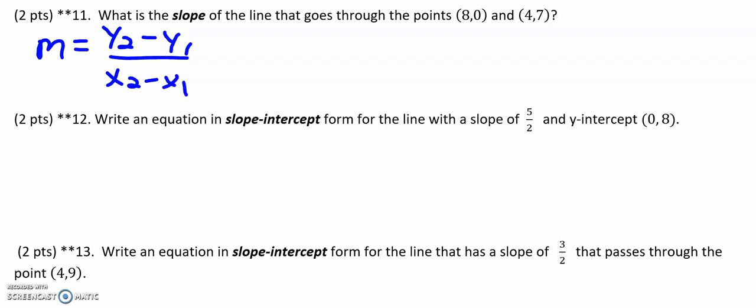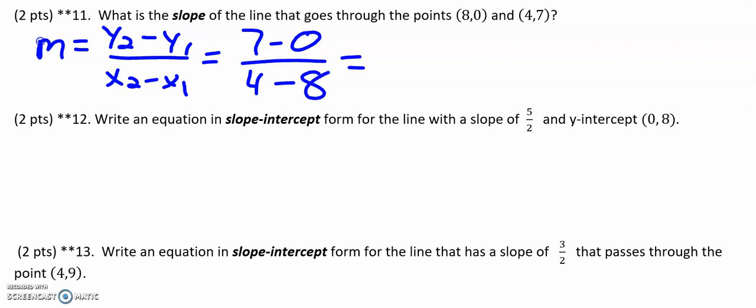I do my substitution really quickly. y2 is 7, y1 is 0, x2 is 4, x1 is 8. Okay, 7 minus 0 is 7, 4 minus 8 is negative 4. I can't simplify that at all, so that is my slope. That is my answer.